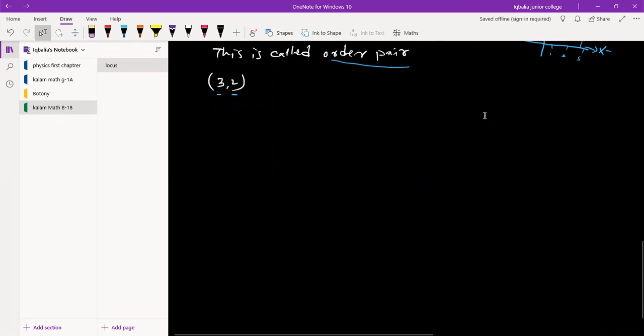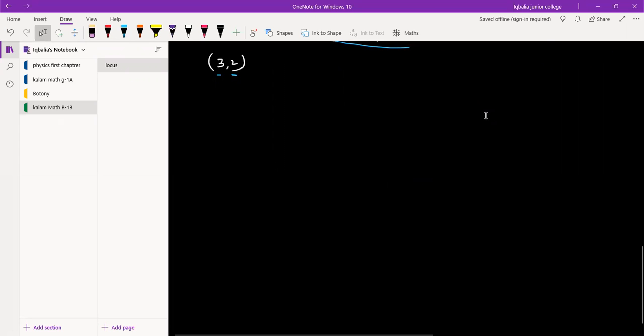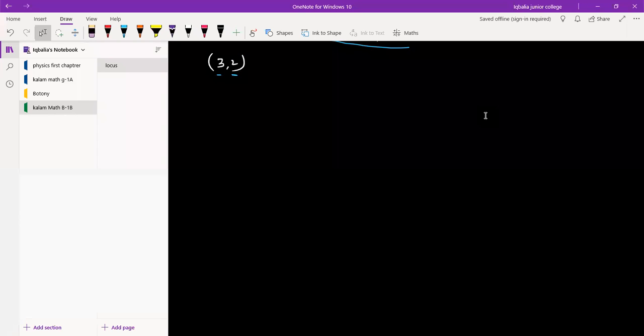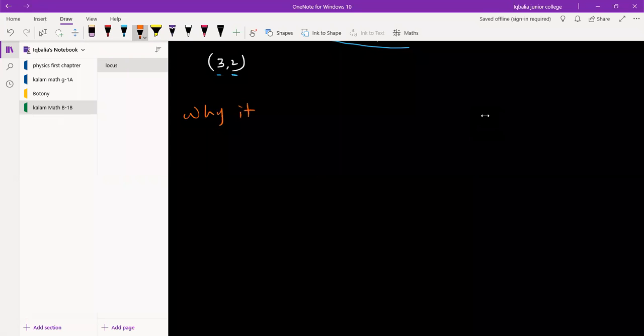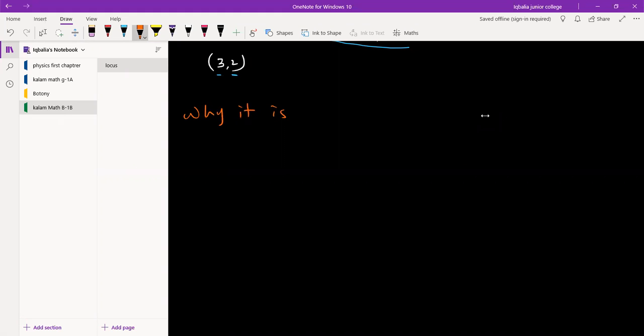Okay, now after this, why is it called a Cartesian coordinate? Why is it called Cartesian? Don't know, sir. Okay. Actually, there was a mathematician whose name was Rene Descartes.